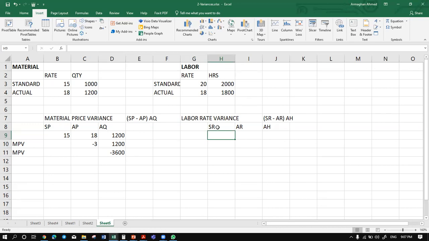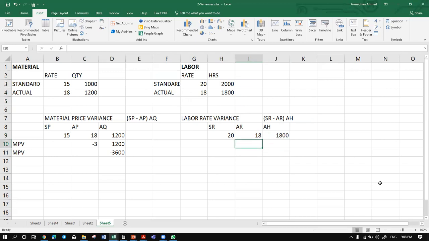Sir, the answer is favorable 3600. Same? Favorable? No, sir, favorable 3600. Okay. What is the standard rate, Saqib? Standard price 15, sir. Where? We are doing the labor. Why are you telling me the material rate? See, 20, sir. Standard rate 20, actual rate 18, actual hours 1800. So what will be the amount then?